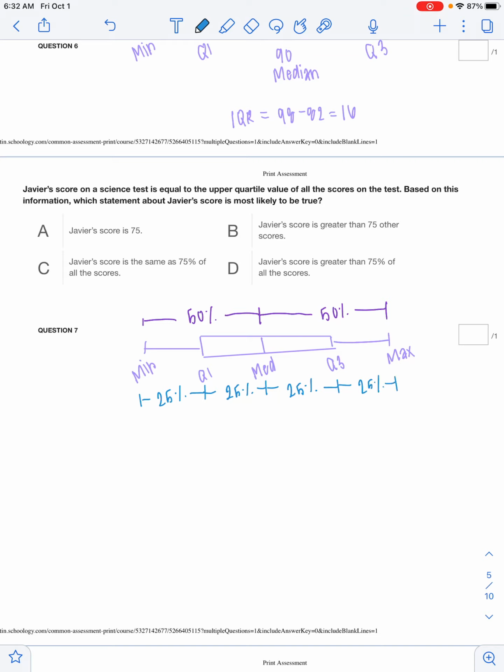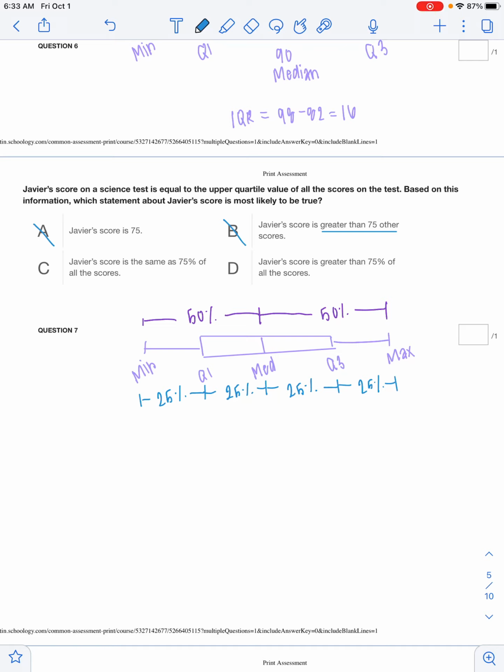So we don't know what his score is. We don't know about A. We really have no idea. We also don't know how many scores there are. So when it says it's greater than 75 other scores, well, we don't know how many kids took the test. So we don't know B.